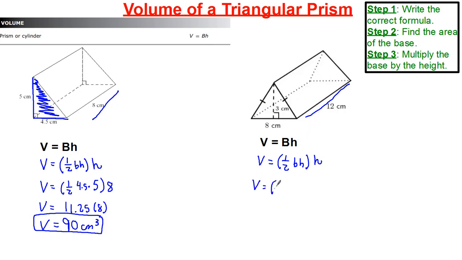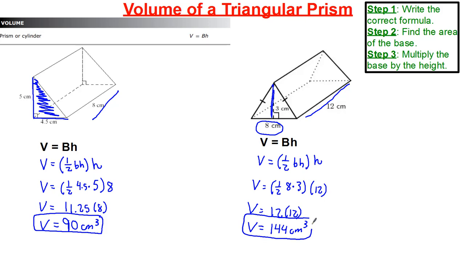Volume is equal to half the base. My base here is 8, so that's 8 multiplied by my height, which is 3. Remember, in these triangles, these hypotenuses don't matter. I need the height of the actual triangle, which is 3. Then multiplied by 12. Half of 8 is 4, and then 4 times 3 is 12. So 12 times 12, volume is going to be equal to 144 centimeters cubed.